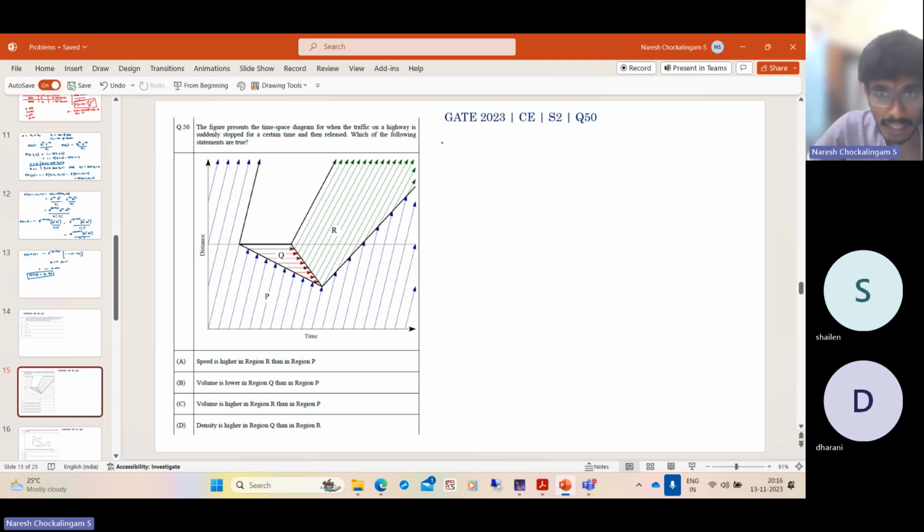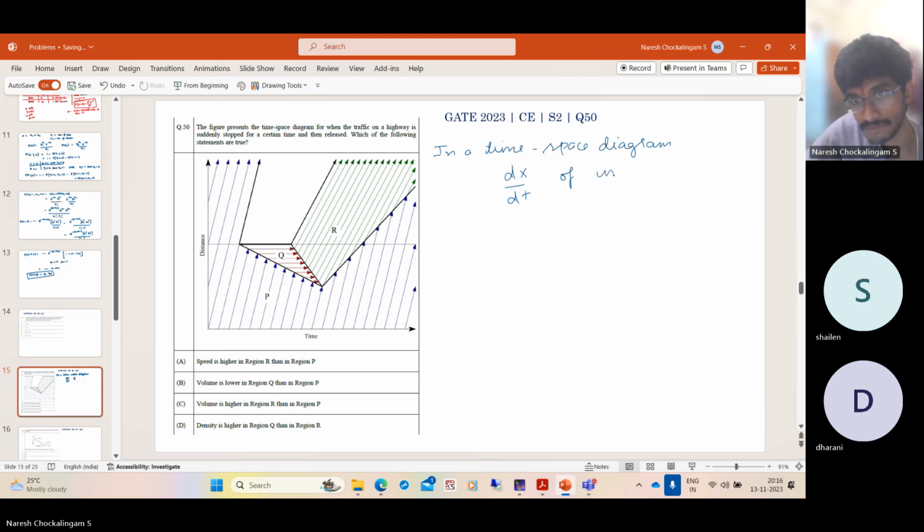And in a time-space diagram, the slope dx by dt of an individual curve. As I said, each curve corresponds to one vehicle. So dx by dt of an individual curve is what? Dx by dt of the individual curve is nothing but the spot speed of that vehicle at that time and that space.